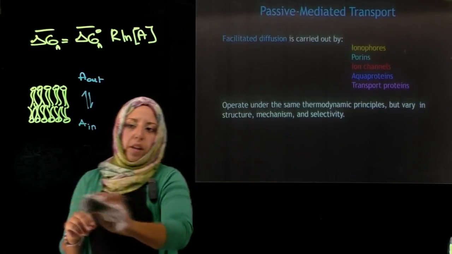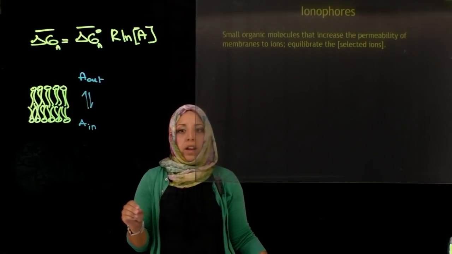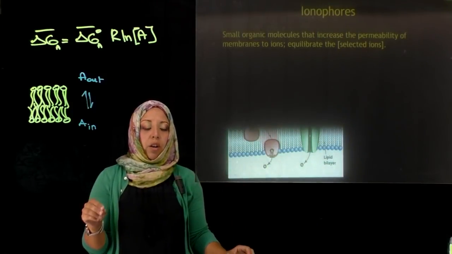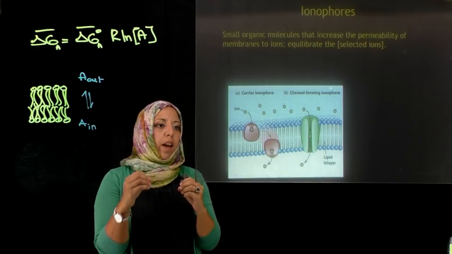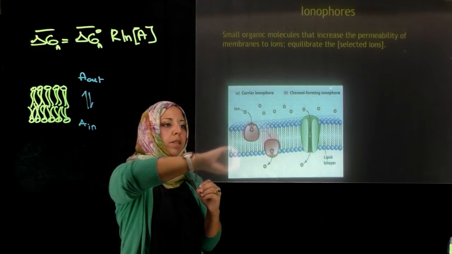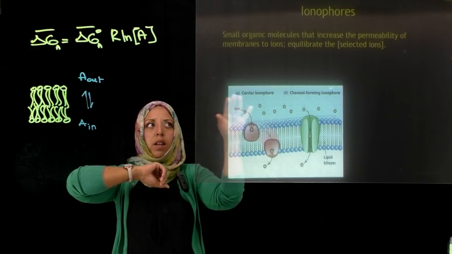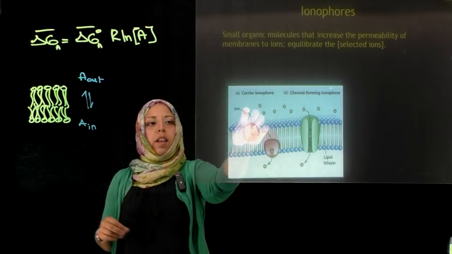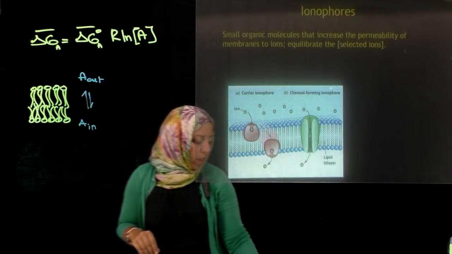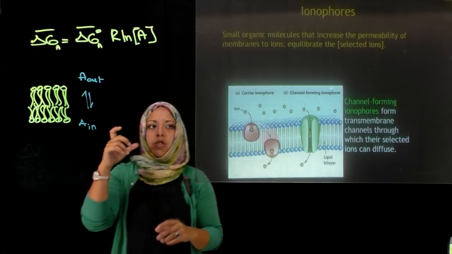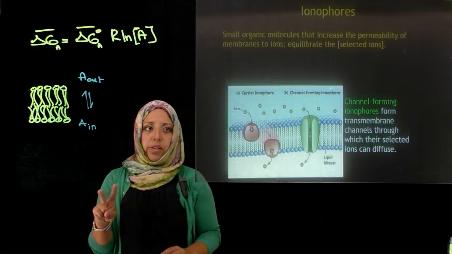So we're going to discuss some of them. One example are known as ionophores. They're smaller molecules, and they allow ions to diffuse, just like the name implies, ionophores. They allow ions to diffuse across the membrane, based on their concentration on either end of the membrane. There are two different types.